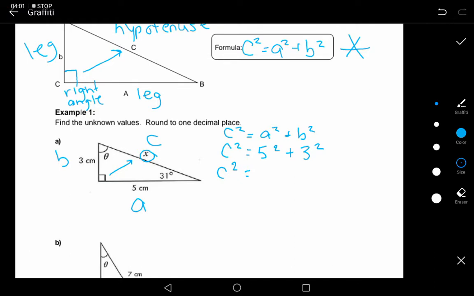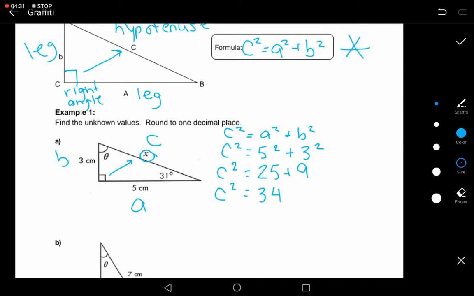Okay, so now I'm going to use my calculator or use my head, whichever you can do. And I can simplify this further, right? I can do 5 to the power of 2. I know that's just 5 times 5, which is 25. And 3 to the power of 2, which is just 3 times 3, which is 9. So now I can simplify this further, right? I can add those together. So 25 plus 9 is 34.